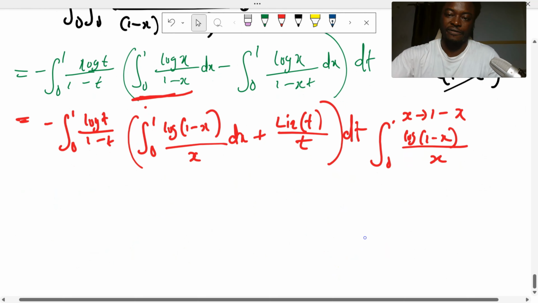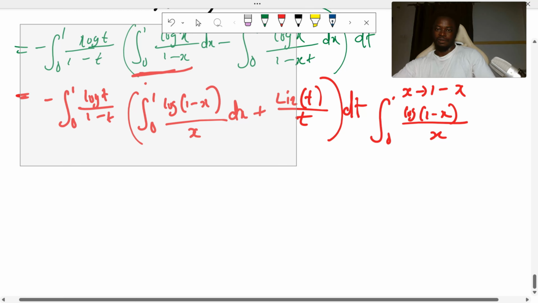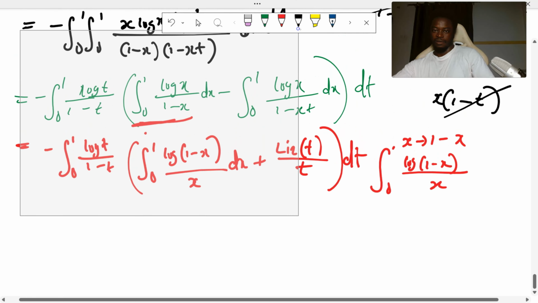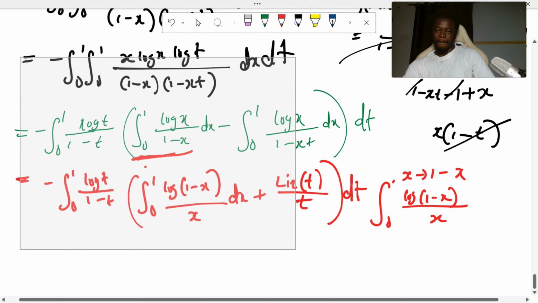Now for this first part right here, this would be, my pen keeps misbehaving here, sorry.